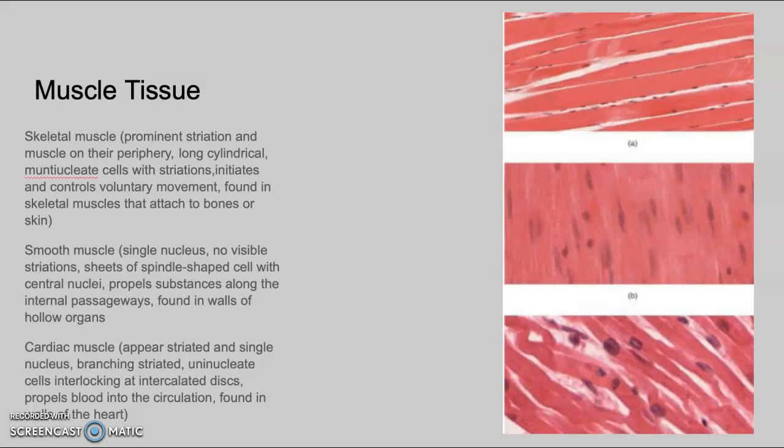There is smooth muscle. It has a single nucleus. It doesn't have visible striations, and it is sheets of spindle-shaped cells with central nuclei. It's found within the walls of hollow organs, and lastly, the cardiac muscle, which appears striated with a single nucleus. These can be found within the walls of the heart.